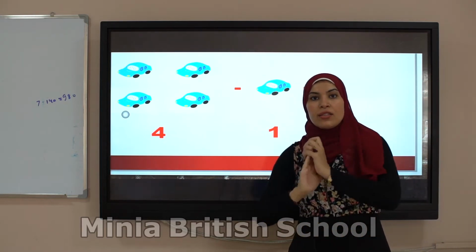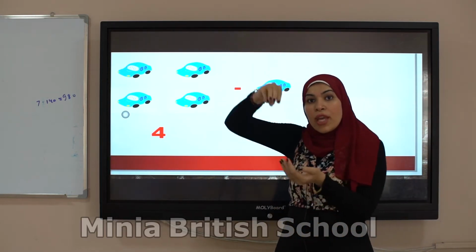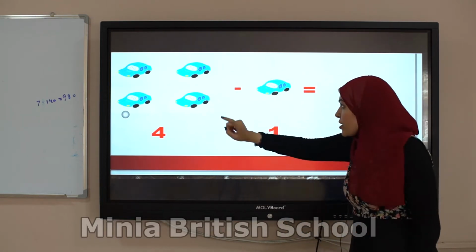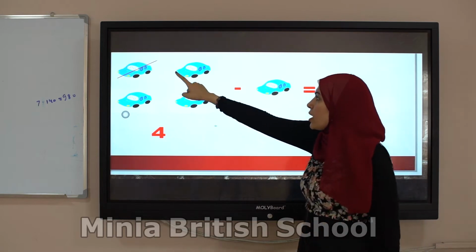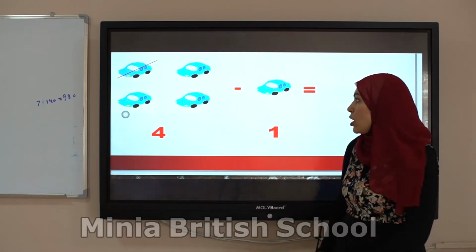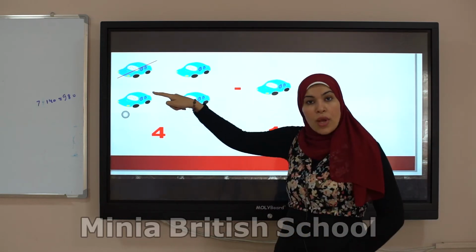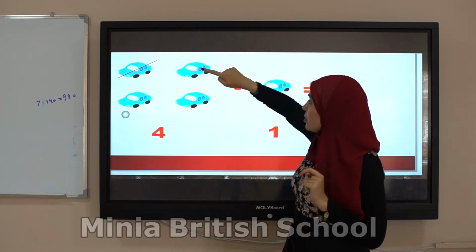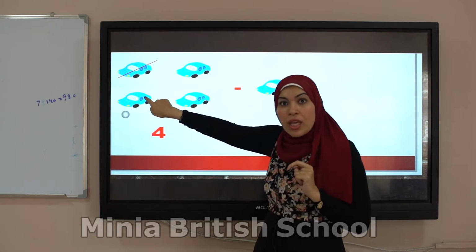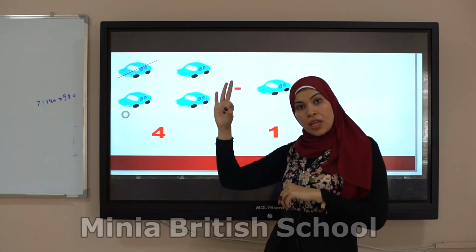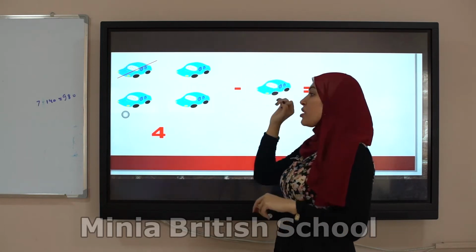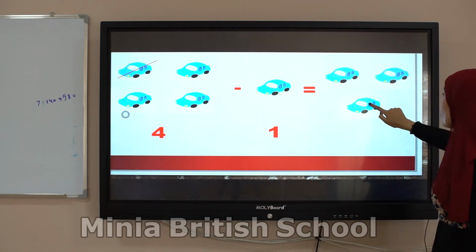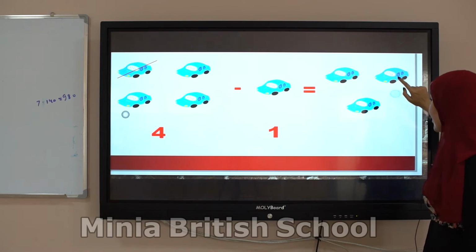Okay, we said that in subtraction I take away. If I want to take away 1 car from these cars, I cancel it. I cancel this car. So now I want to know how many cars are left with me. Let's count. 1, 2, 3. Here I have 3 cars left with me. Let's see, is this right? Yes, let's count. 1, 2, 3.